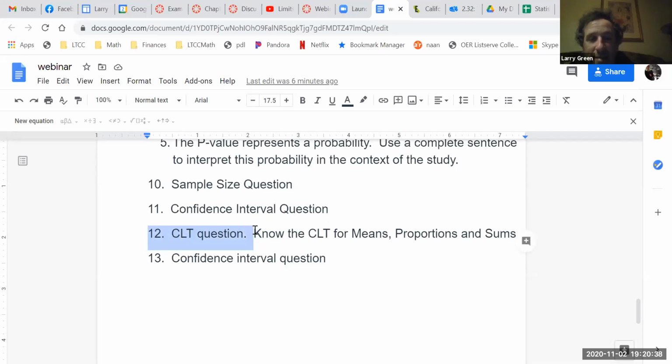Number 12 is a central limit theorem question. It has different parts, and you need to know the central limit theorem for means. You need the central limit theorem for proportions and the central limit theorem for sums. Now, it's been a while, so I want to remind you a few things. If I ask you for the distribution, the sampling distribution, what does that look like? Do you remember? What are some of the symbols you write down?